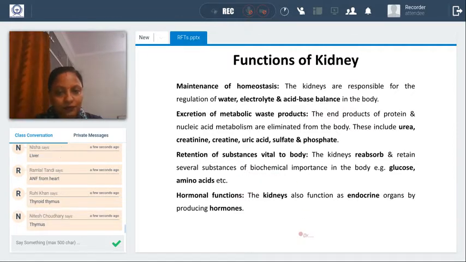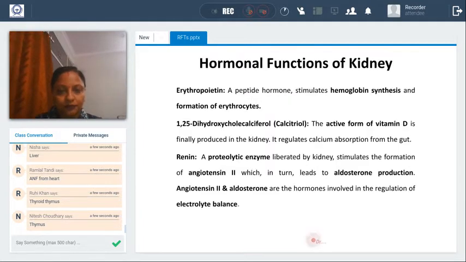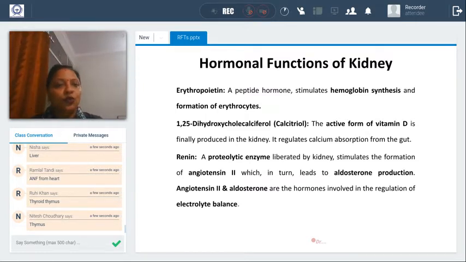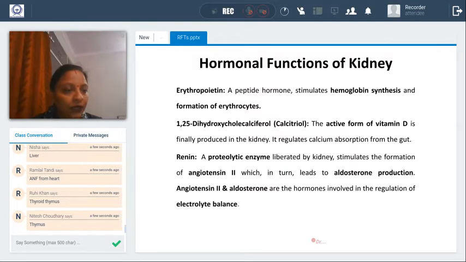Thyroid, okay. So, kidneys also function as endocrine organs and they produce hormones. Hormonal functions of kidney, like erythropoietin. You all know about erythropoietin, a peptide hormone that stimulates hemoglobin synthesis and the formation of erythrocytes, that is RBC. Then 1,25 dihydroxycholecalciferol. What is this? Calcitriol. Please add in the box 1,25 dihydroxycholecalciferol or calcitriol, the active form of vitamin D.